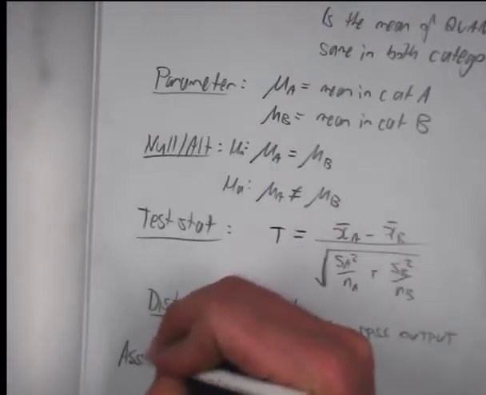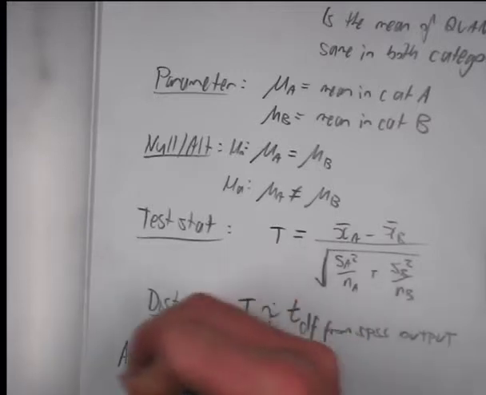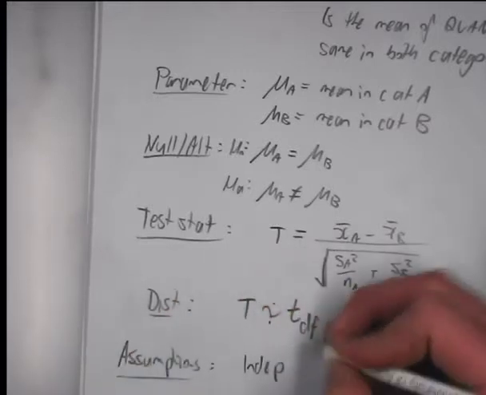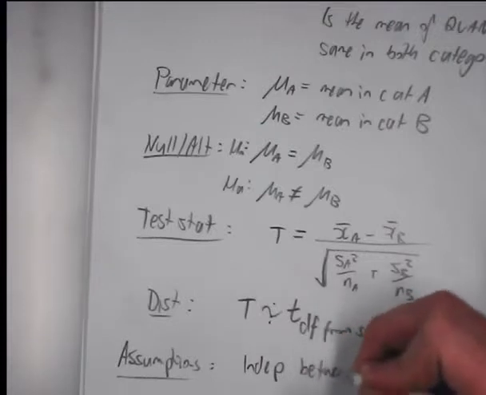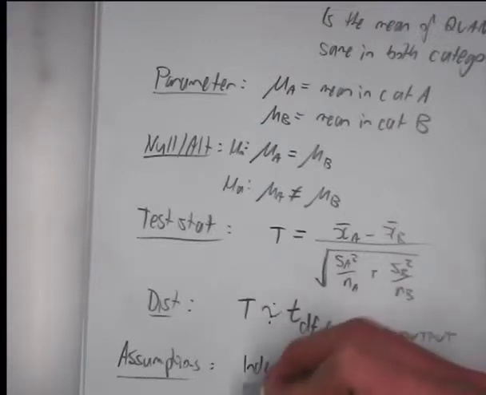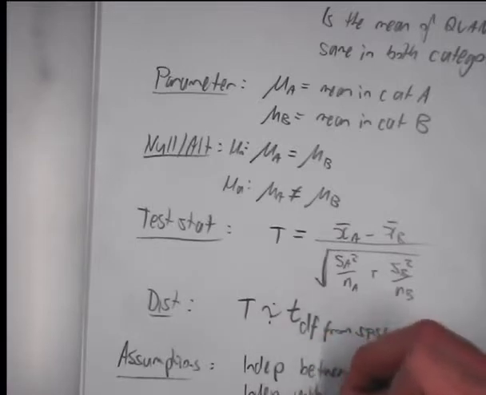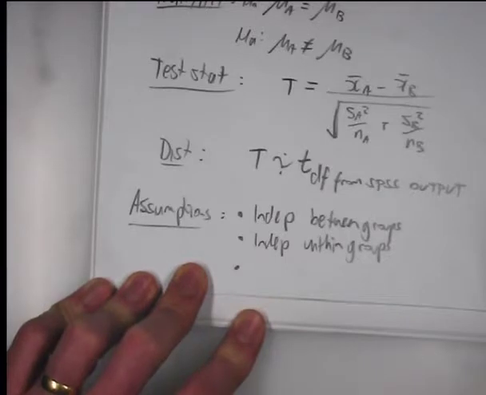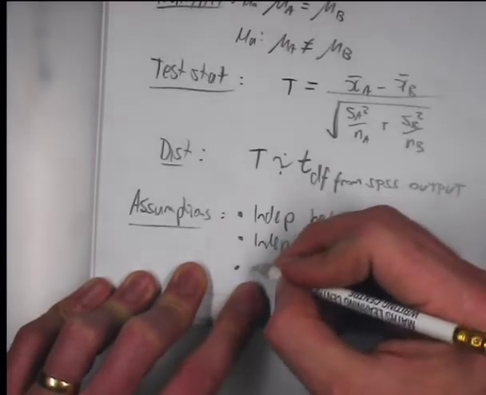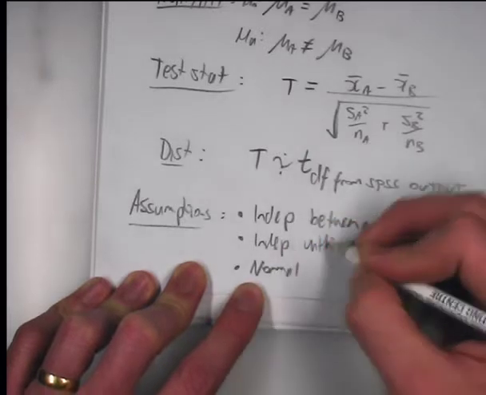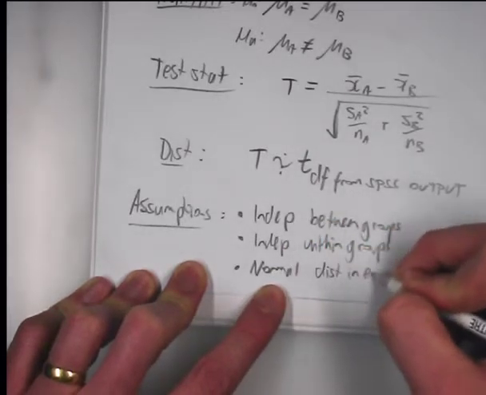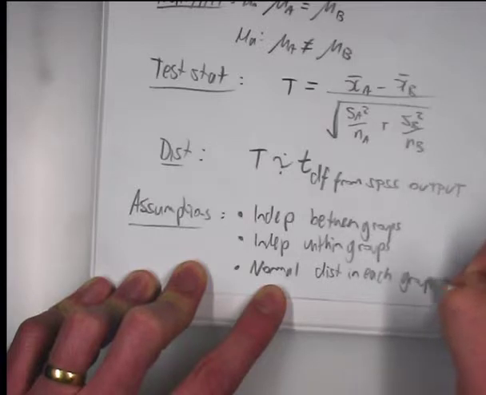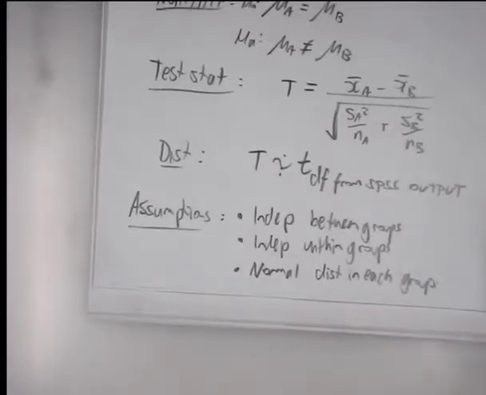And my assumptions: independent between groups, independent within groups, and normal distribution in each group. That's group means population, technically.